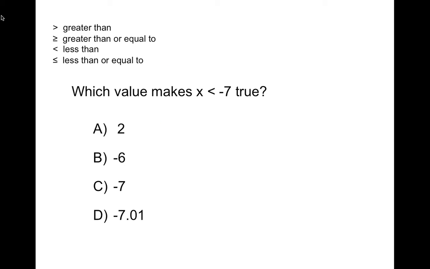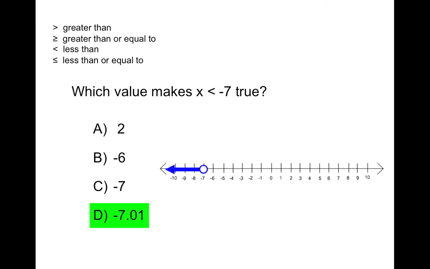Which value could we substitute in for x to make this statement true? X is less than -7. Make the best choice. The only value that makes our statement true is choice D, -7.01. This is the only value that's to the left of -7 on the number line.